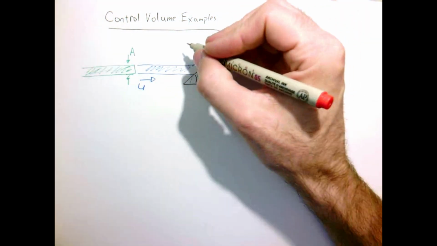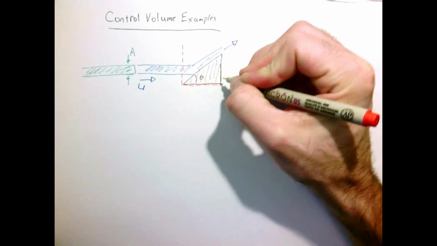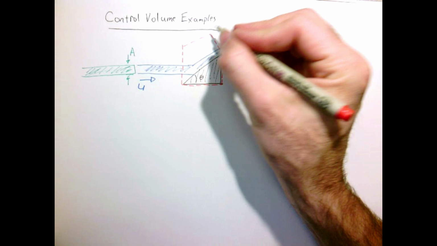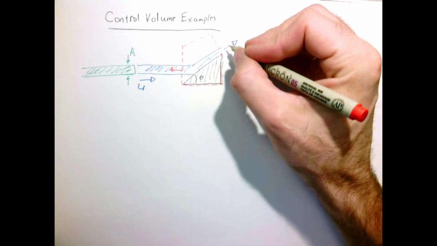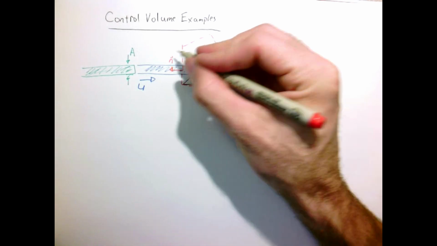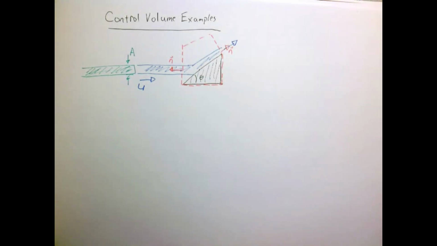So let's draw a control volume. I'm going to draw it to enclose the block. And everywhere I cut through the stream, I'm going to make the normal vector of the control volume align with the flow. Perfect. Now let's make a few assumptions.